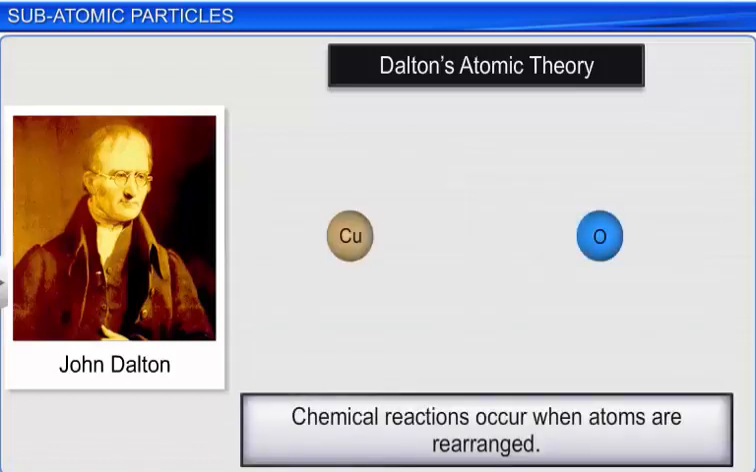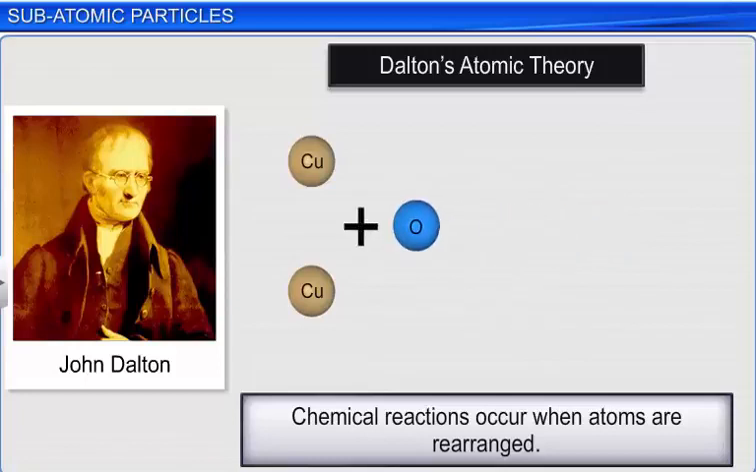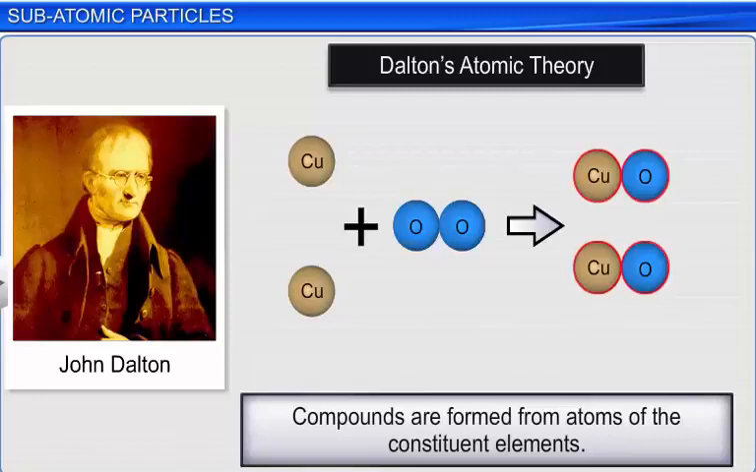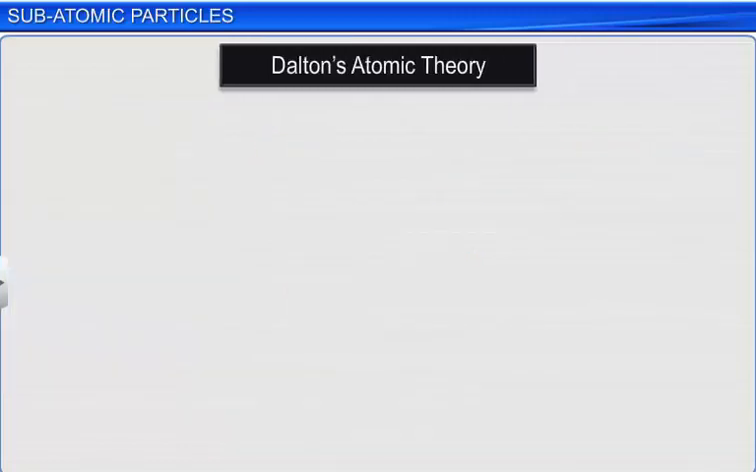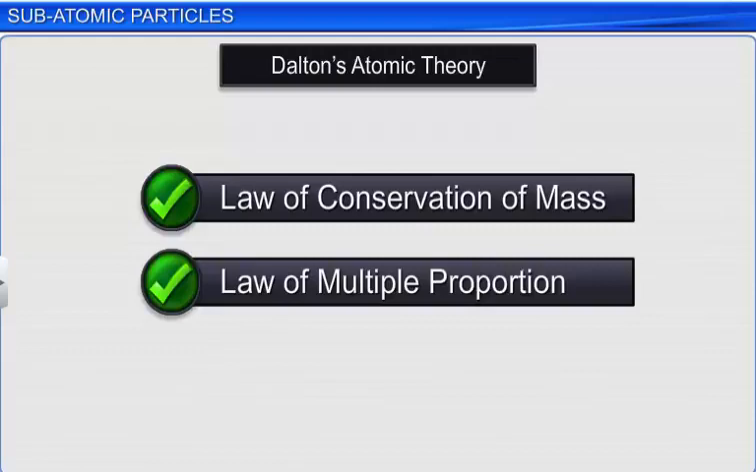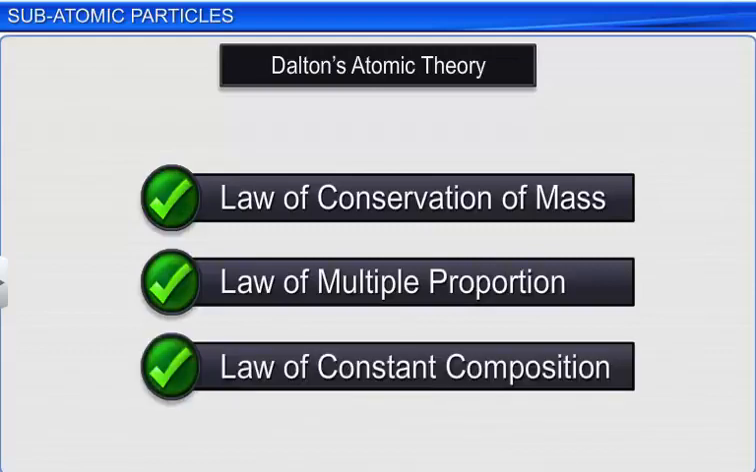Chemical reactions occur when atoms are rearranged. Compounds are formed from atoms of the constituent elements. Dalton's atomic theory was able to explain the laws of conservation of mass, multiple proportion, and constant composition.